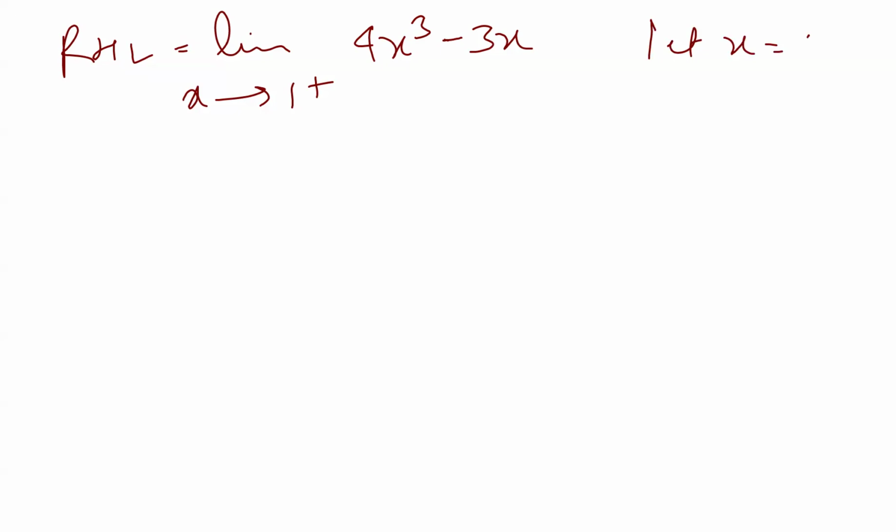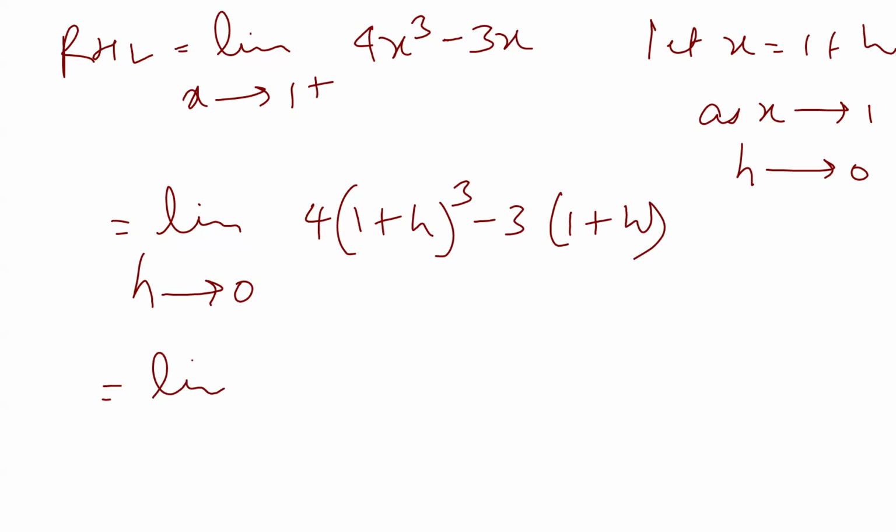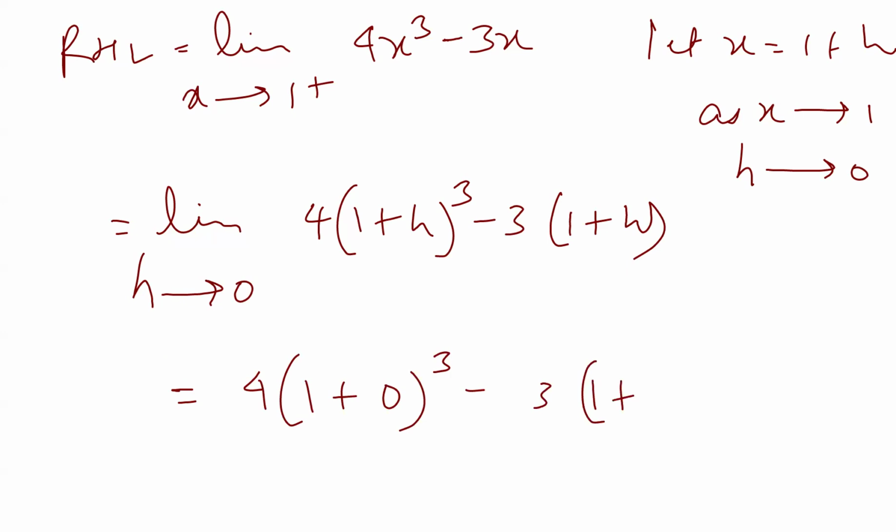Let x is equal to 1 plus h. As x approaches 1, h will approach 0. So this is going to be limit h approaching 0, 4 into (1 plus h) the whole cube, minus 3 into (1 plus h). No need to simplify this because there is no denominator. So 4 into (1 plus 0) the whole cube, minus 3 into (1 plus 0). So 4 minus 3, that is equal to 1.